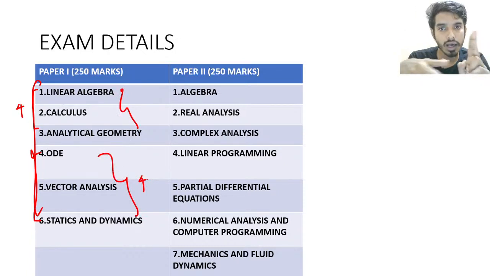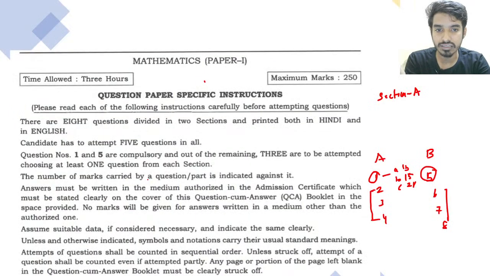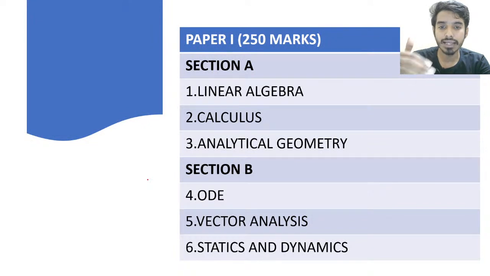You need to write 3 questions, choosing 1 from each. So linear algebra, calculus, analytical geometry, and section B will have ODE, vector analysis, and statics and dynamics, right?